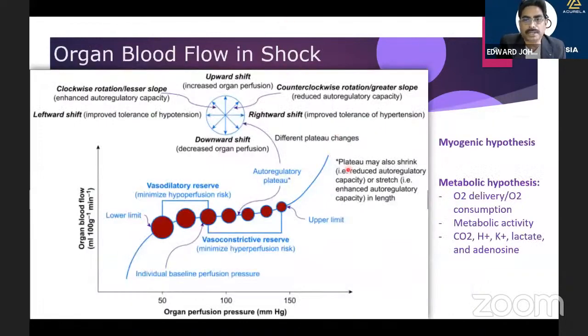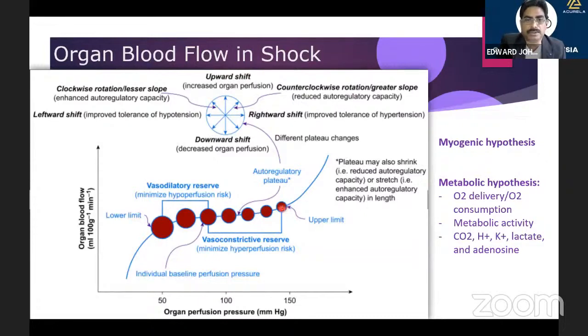So this is the auto-regulation. Our auto-regulation depends upon two mechanisms, that is the myogenic hypothesis and the metabolic hypothesis. What do you mean by auto-regulation? Your perfusion pressure is maintained at a normal level even at high blood pressure and low blood pressure. So that is called auto-regulation. This plateau phase is called auto-regulation.